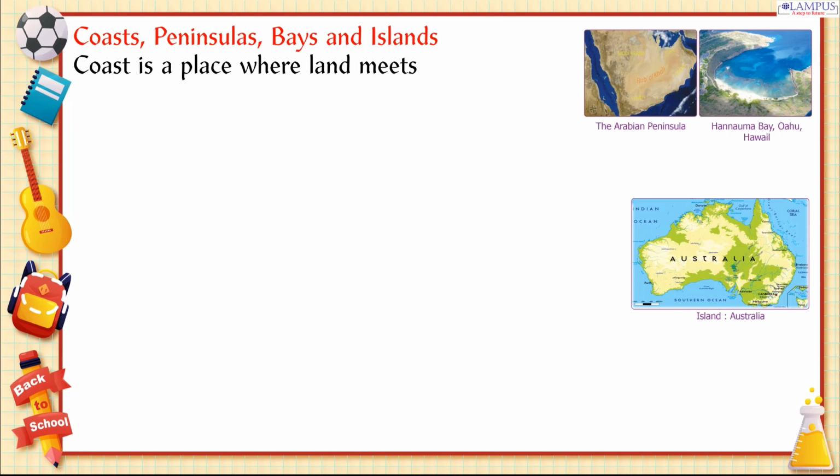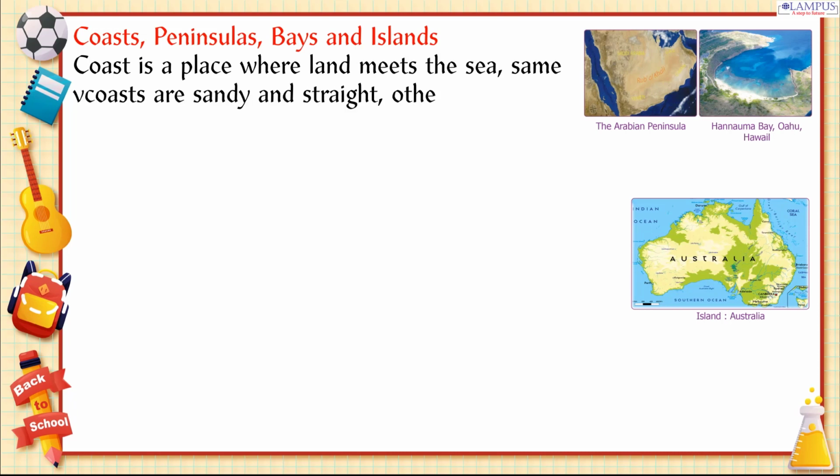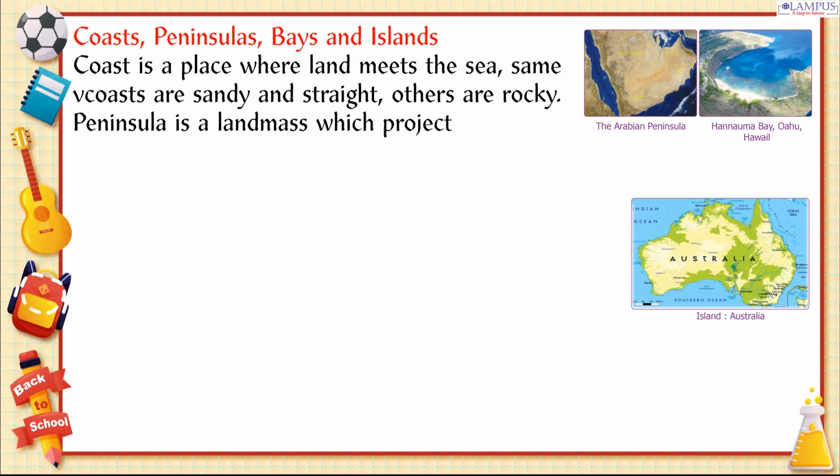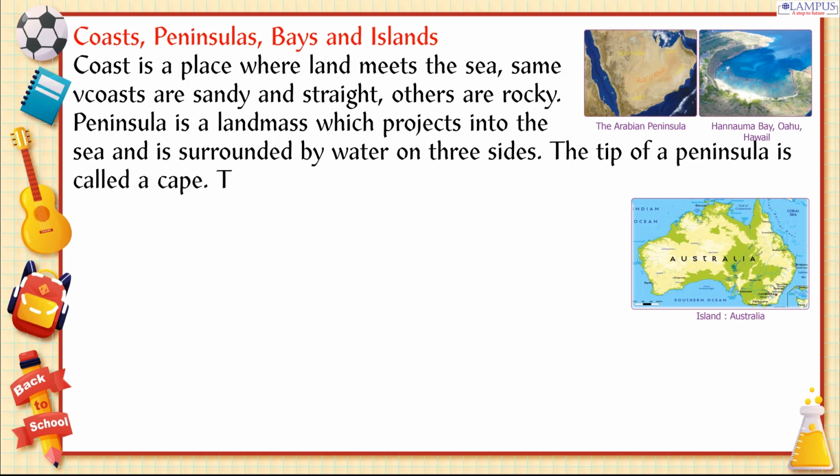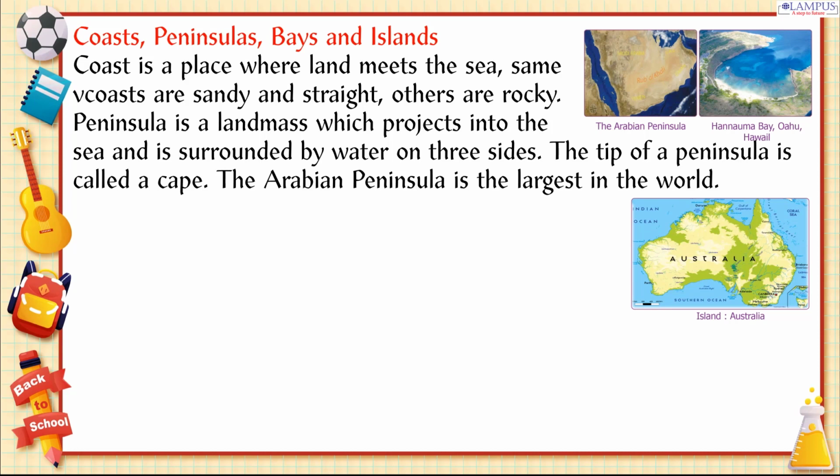A coast is a place where land meets the sea. Some coasts are sandy and straight, others are rocky. A peninsula is a land mass which projects into the sea and is surrounded by water on three sides. The tip of a peninsula is called a cape. The Arabian Peninsula is the largest in the world.